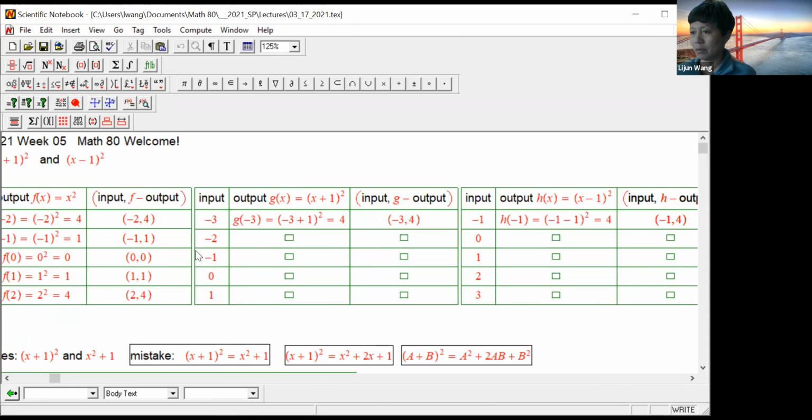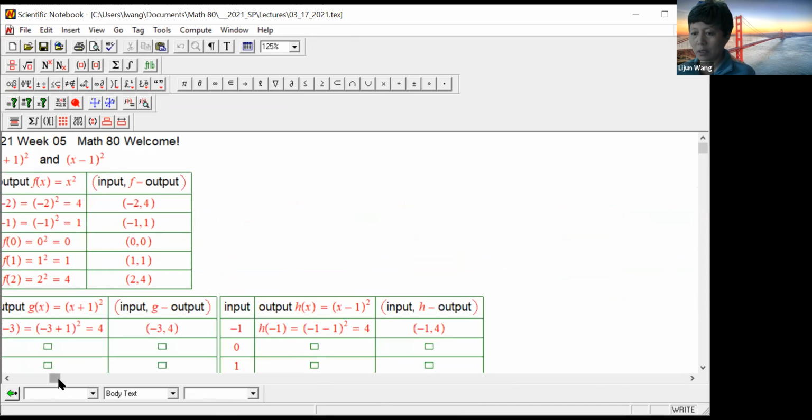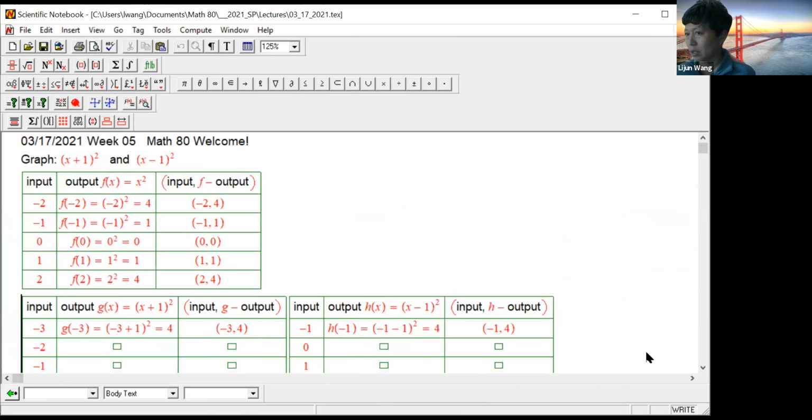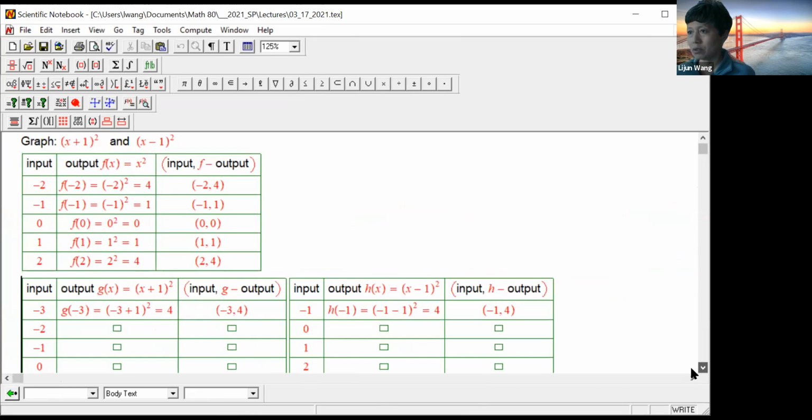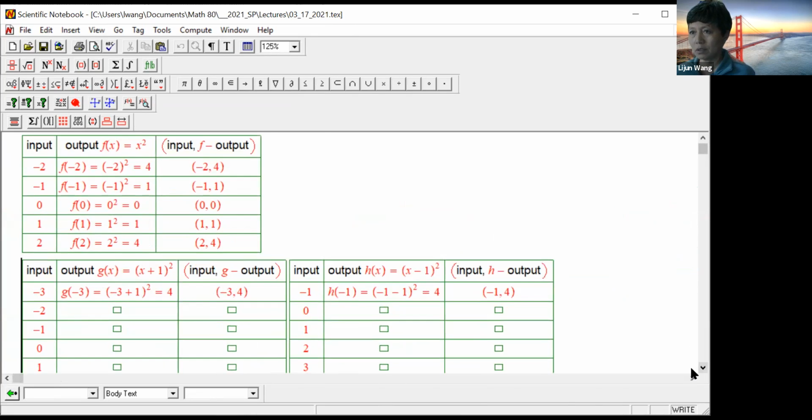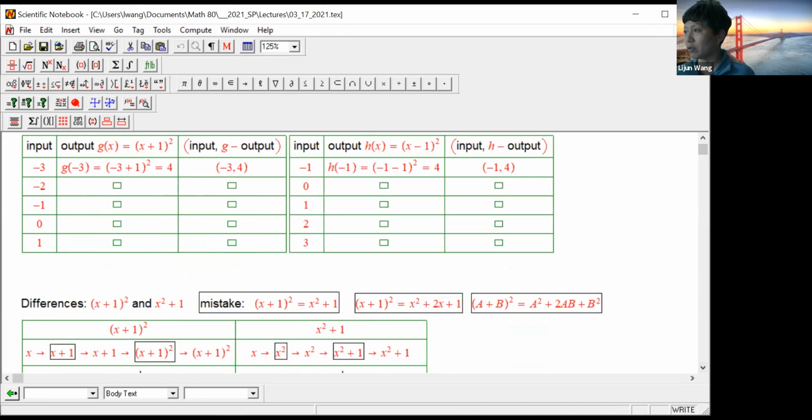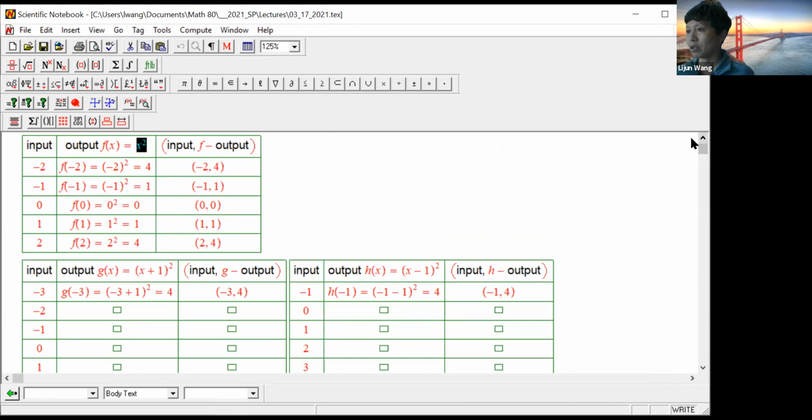How do I do this? I think I'm going to separate the table just a little bit, so that way we can see the table all on one page. Is this better? So you have the table for x squared, input, output, G output, H output. All these are different functions. We're going to have 3 more curves.